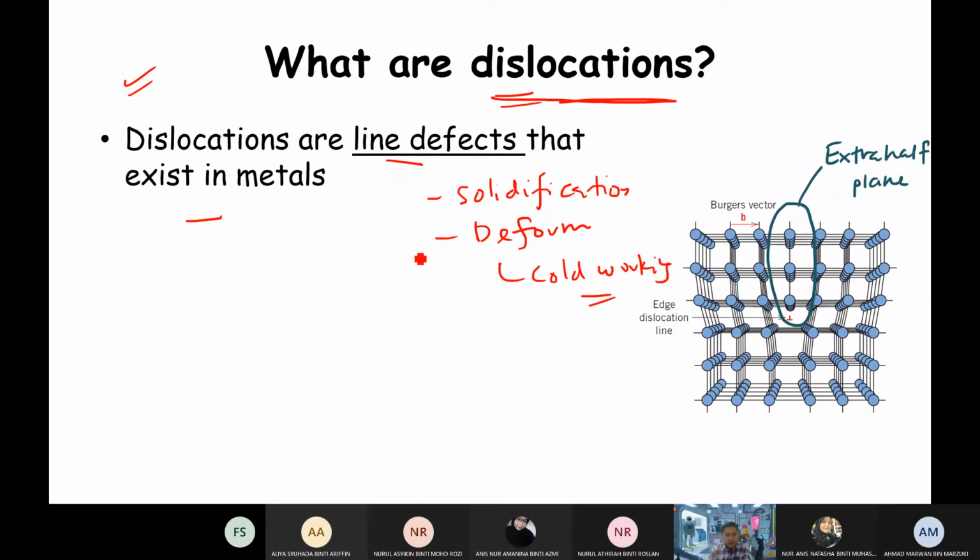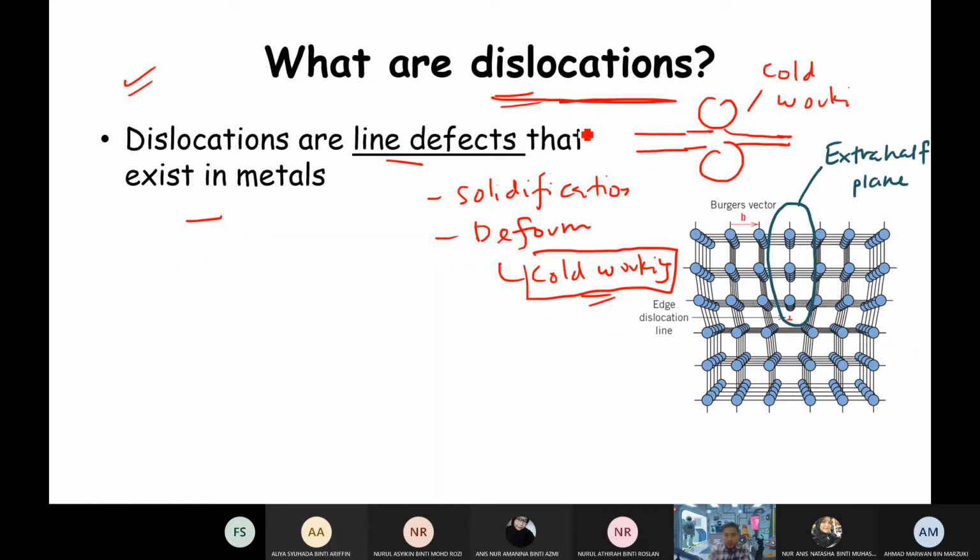Okay, have you ever heard about this term, cold working? Dah dengar tak? Contoh cold working yang paling senang, we use a roller. Let's say this is a material and we use a roller. We allow that material to pass through this roller and it will change in shape. Dia jadi nipis. So this is what we call cold working.